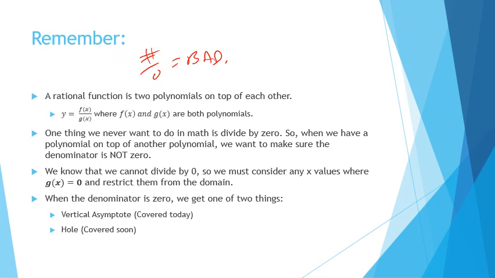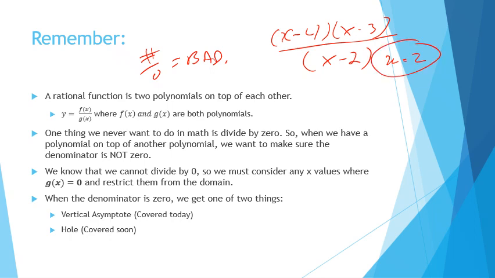So let's say we have just an example, x minus 4 times x minus 3 over x minus 2, right? At x equals 2, this is where the denominator is equal to 0. So our domain should be all real numbers except x equals positive 2. That's our domain. We've learned that before.